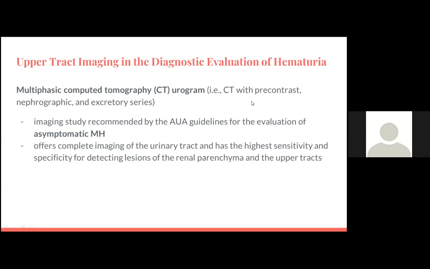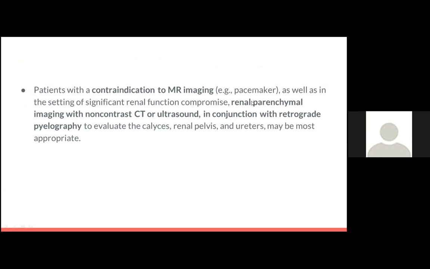In patients with contraindication to CT imaging, as well as in the setting of significant renal function compromise, renal parenchymal imaging with non-contrast MRI or ultrasound in conjunction with retrograde pyelography to evaluate the calyxes, renal pelvis, and ureters may be most appropriate.